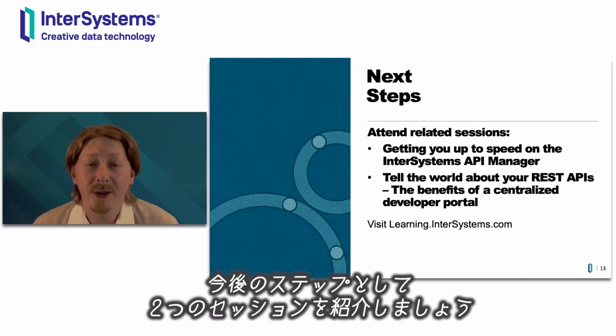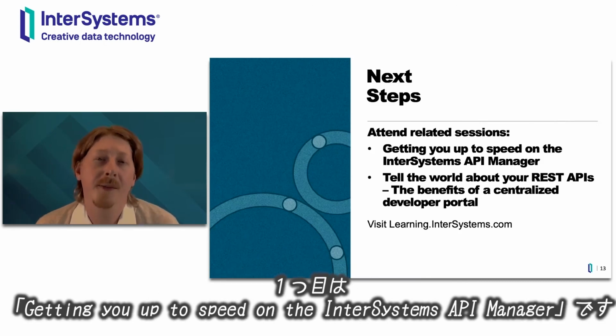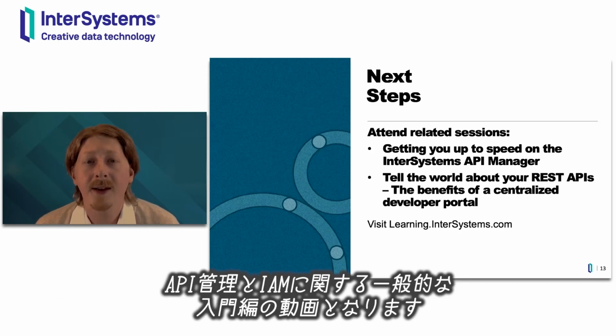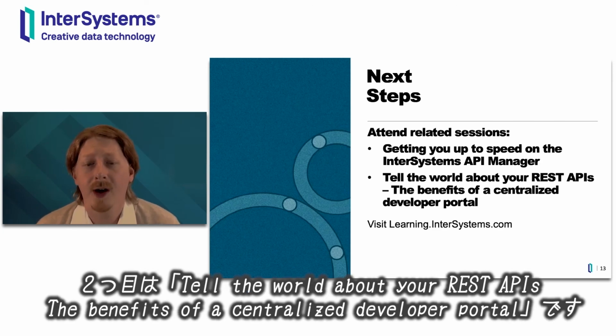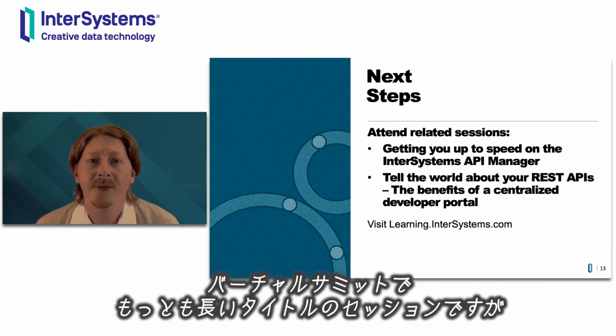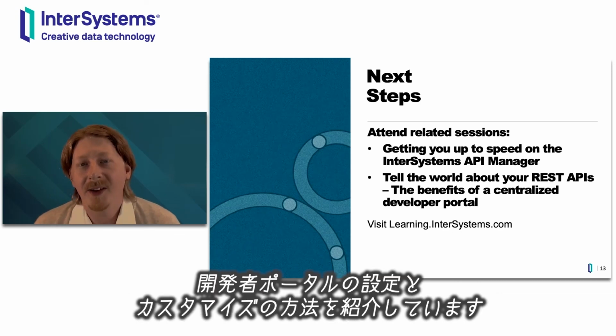As next steps, if you want to learn more, there are a couple more sessions that I would like to point out. First of all, getting you up to speed on the InterSystems API Manager is an introduction to API management and to IAM in general, but it also gives you an outlook to the latest release 1.5. The other session I would like to call out is Tell the World About Your REST APIs, the benefits of a centralized developer portal. This session, with arguably the longest title ever on a virtual summit, is focusing on the developer portal and how you can set it up and customize it to fit your needs.